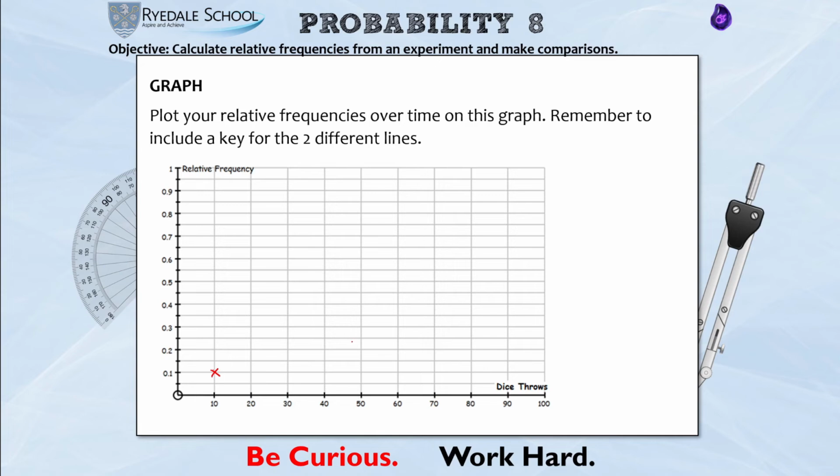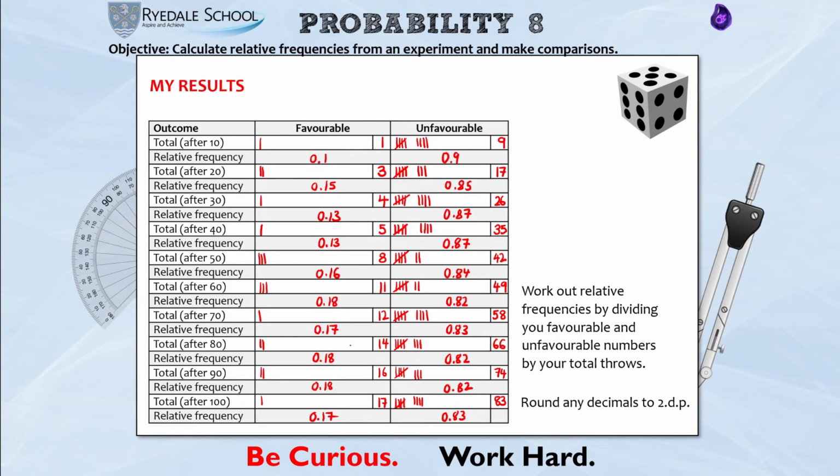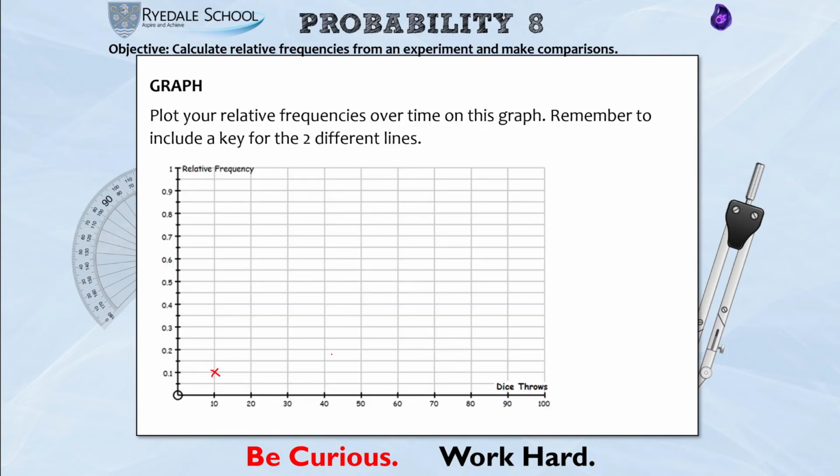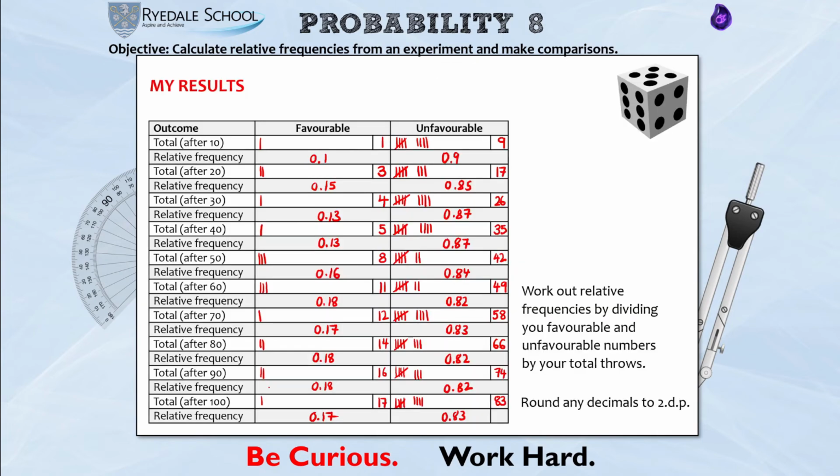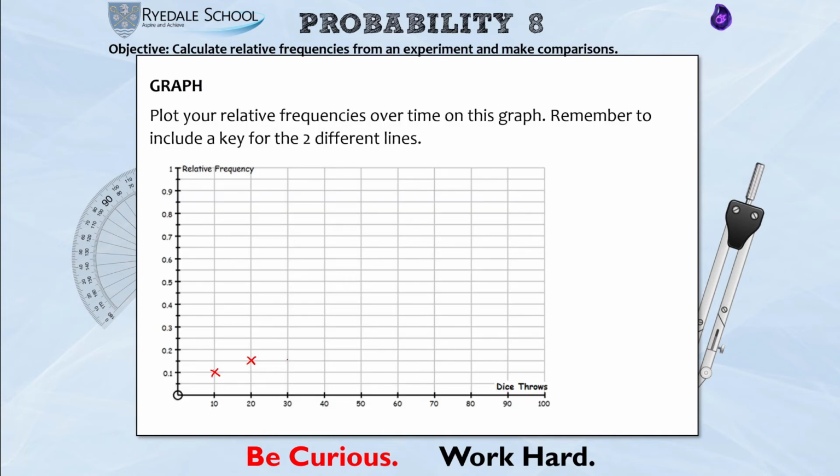We plot with a cross rather than a blob. After 20 throws, it was 0.15. So 20, 0.15. 30 was 0.13 for me. Now 0.13 we are going to have to approximate. Well, if that's 0.1, that's 0.15, 0.13, about there.